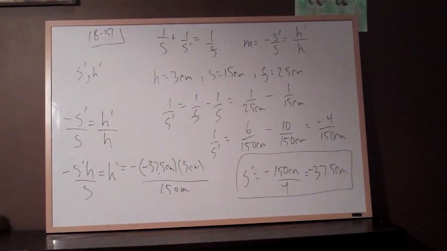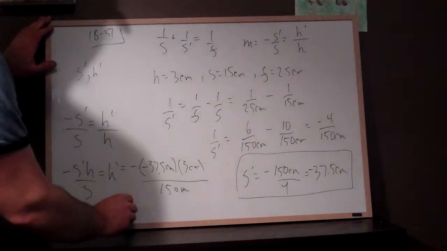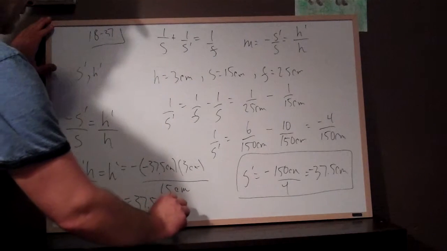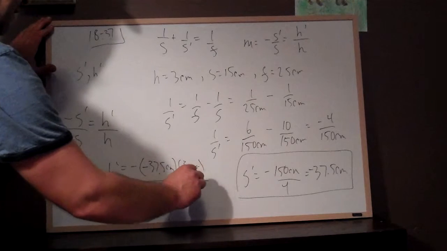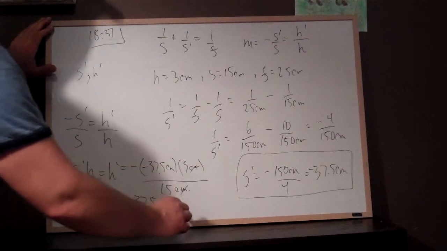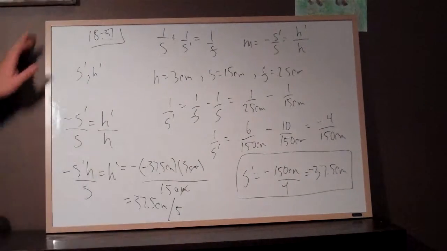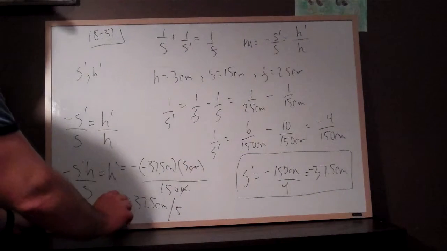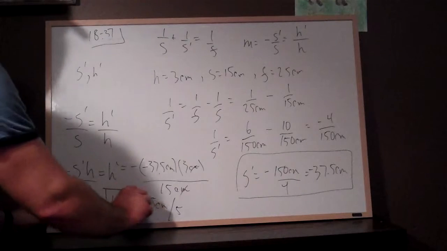Good, so it looks like it's something like 37.5 centimeters, because the minus sign goes away. And then the centimeters cancel with this one. 3 and 15 become 5. So 37.5 centimeters divided by 5. Don't have my calculator with me. I'll leave that part up to you.